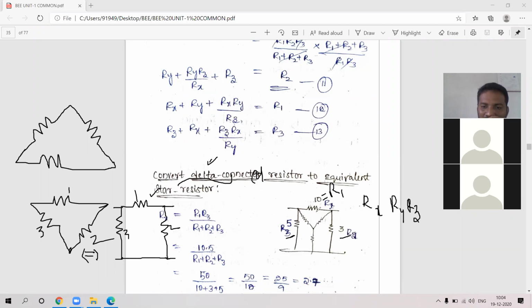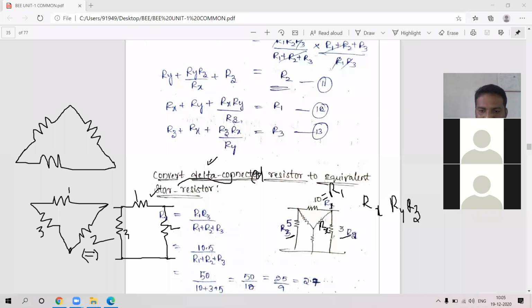Star is nothing but Y shape only, no? So between two resistors, one resistor I am going to get. Likewise, I am getting this one. Between R1 and R2, I am going to get one resistor. Let us write it as R suffix X. Star means alphabets, no? R suffix X.